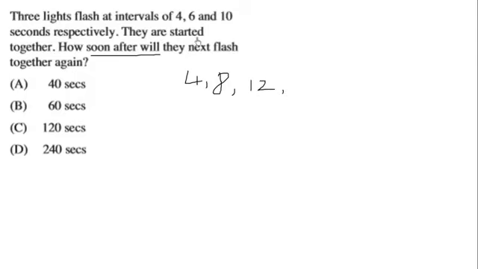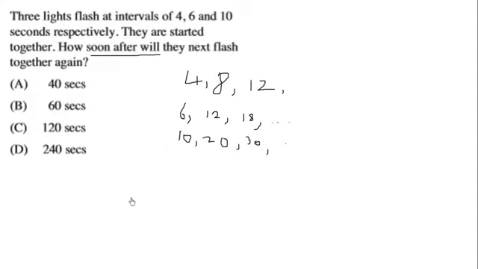Then the one flashing in intervals of 6 will go 6, then 12, then 18, in that order. Then the one flashing at intervals of 10 will start from 10, then 20, then 30, in that order. So it means we need to find the least common multiple of 4, 6, and 10.